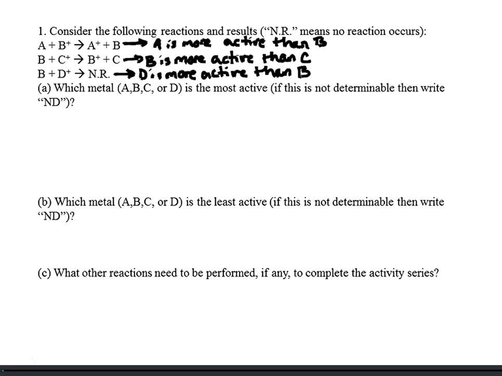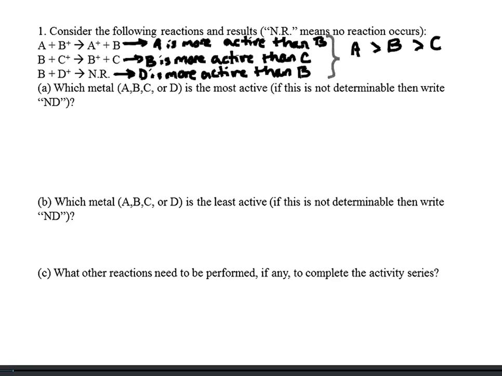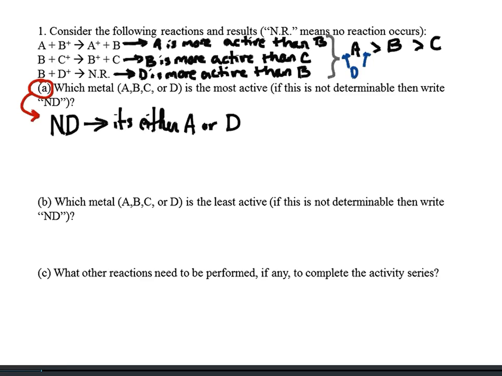So we can put them in order of activity. We know that A is more active than B, which is more active than C. But we don't know the location of D. We don't know if D is more or less active than A. So we cannot determine which metal is most active because it's either A or D. So it is not determinable. Which metal is least active? We know that's definitely C.